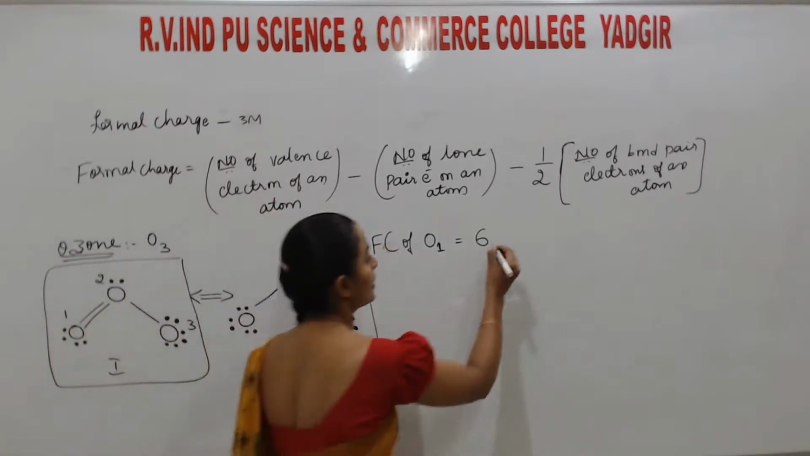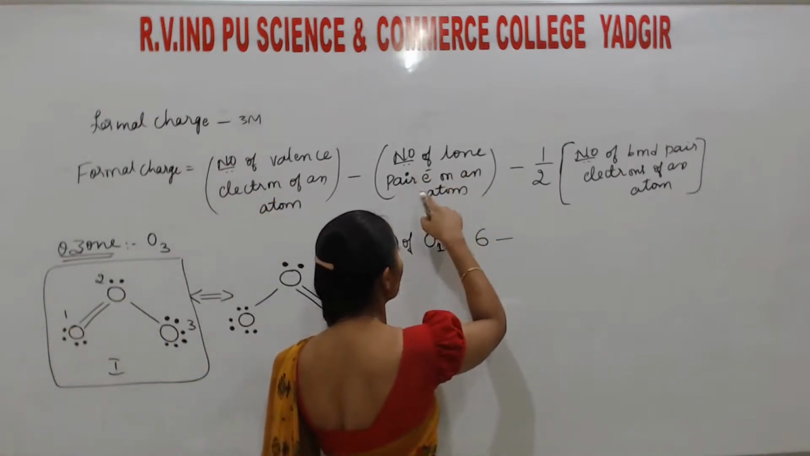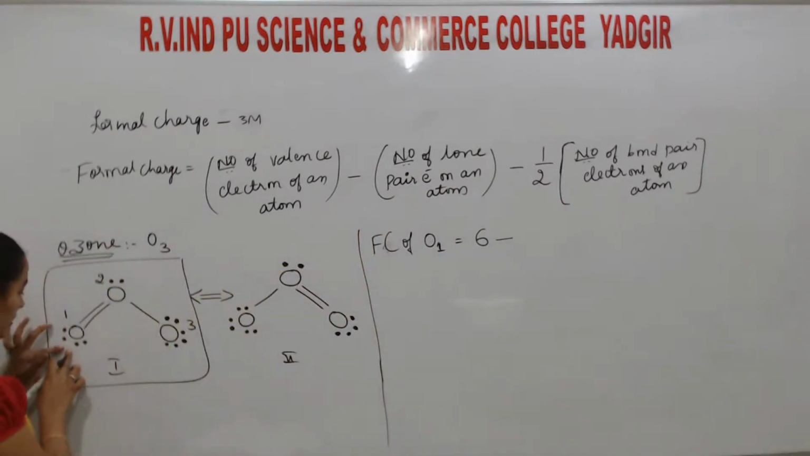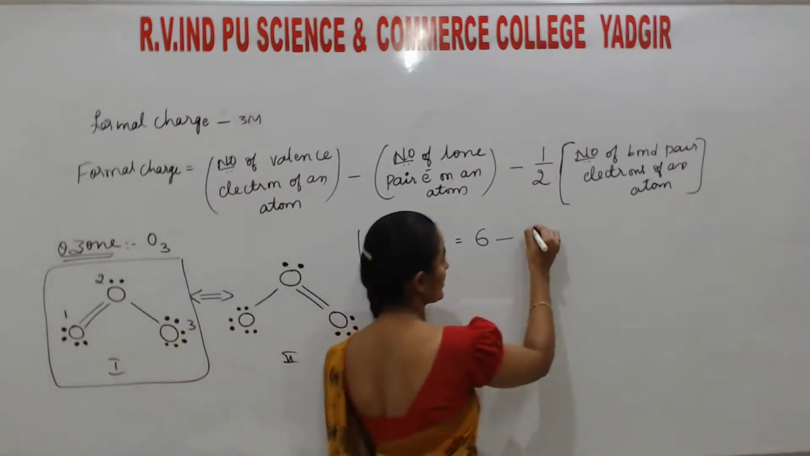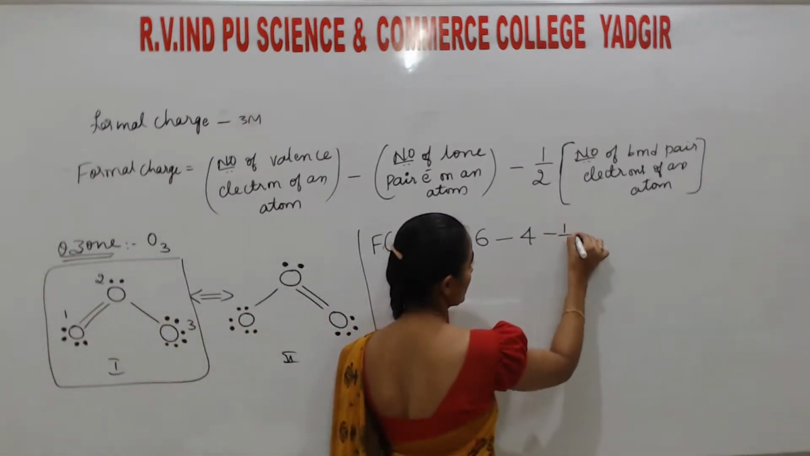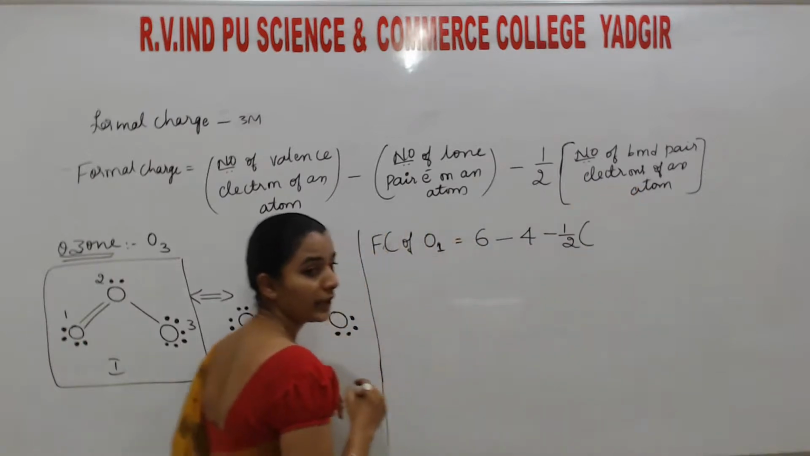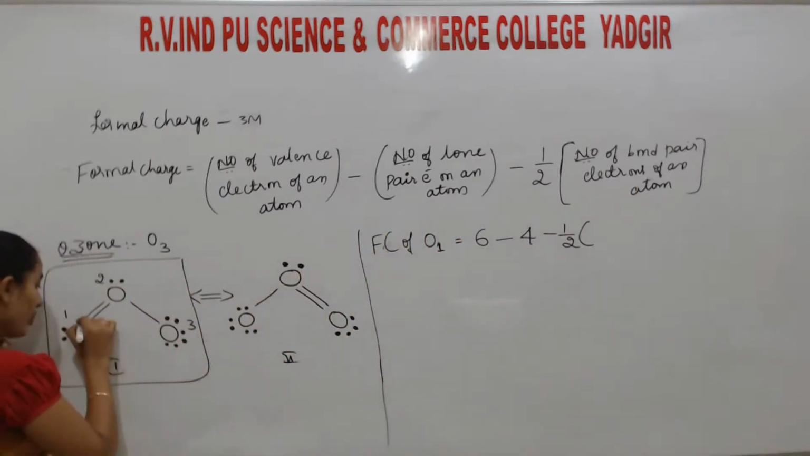6 minus number of lone pair electrons. Here, if you consider this oxygen, there are two lone pairs. One lone pair means unshared electrons. So how many total electrons are there? 1, 2, 3, 4. That is 4, minus half into the number of bond pair electrons. Look here, how many bonds are there?